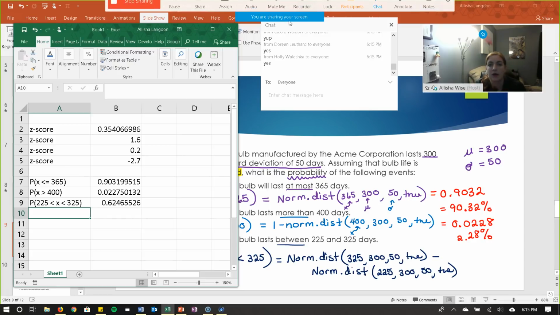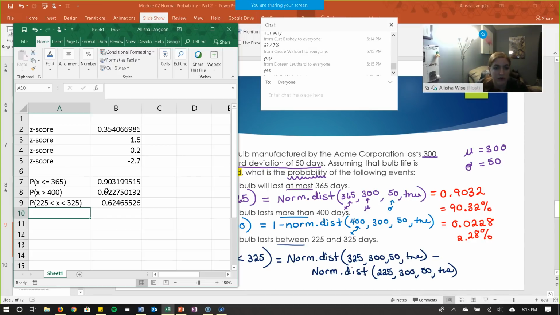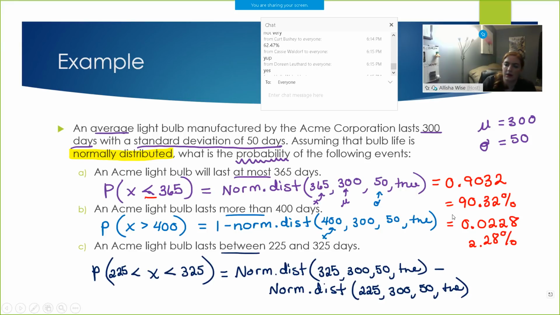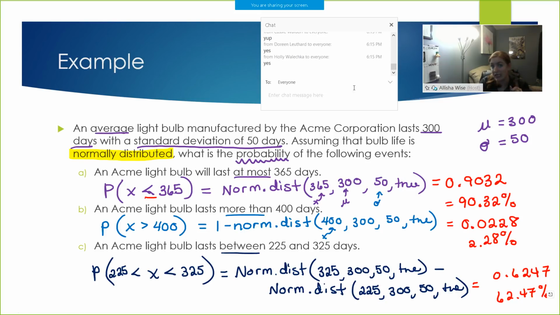0.624. Do we round up to 7? Yep, we did. Okay, perfect. So remember, 4 decimal places for probability. When you're using the norm.dist function, it always shoots back probability. So let's write that up. 0.6247, so about 62.47%. So more than half likely that your light bulb is going to be somewhere between 225 days and 325 days. Good bet that your light bulb's going to be between there.